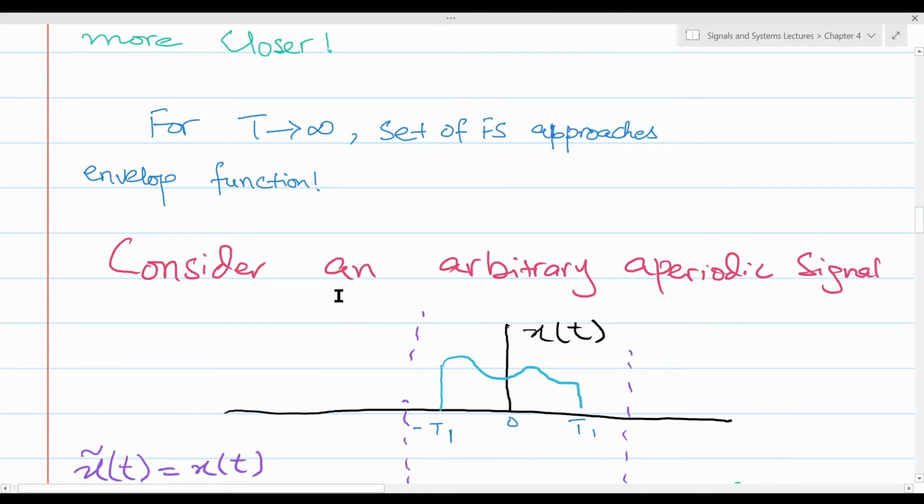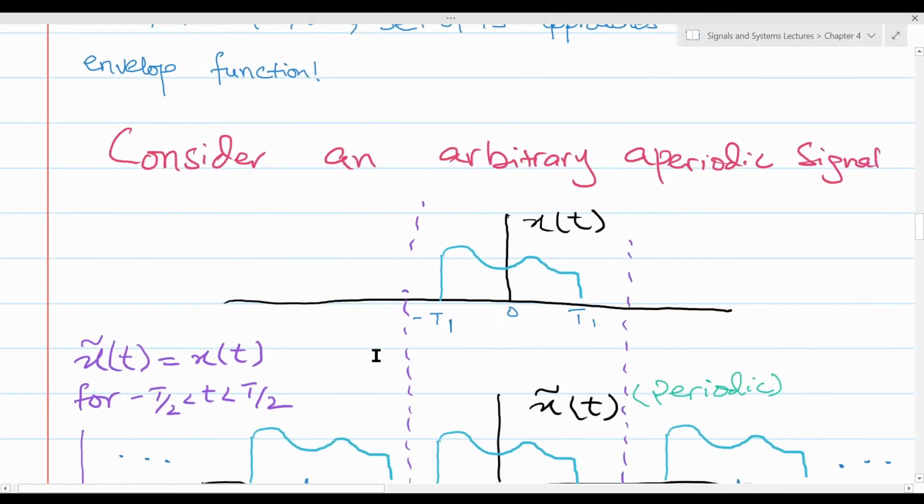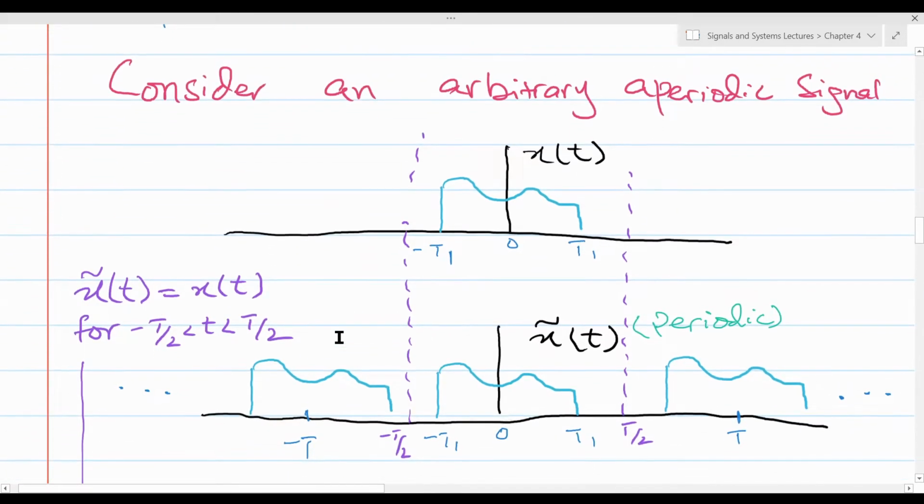So consider an arbitrary aperiodic signal x(t), which is a finite signal from minus t1 to t1 and is defined 0 otherwise. Let us define a periodic version of x(t) which is represented as x tilde, and essentially x tilde is x(t) repeated at every time period T of our choice.